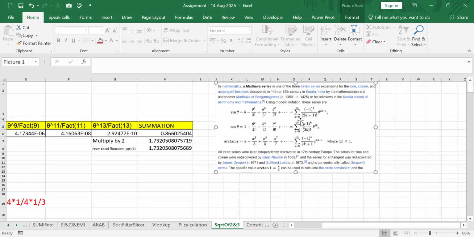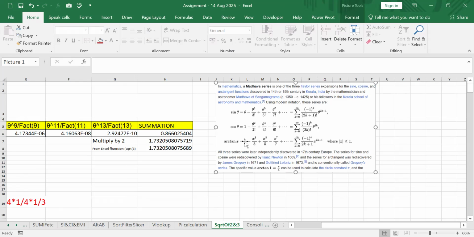So when k is equal to 0, minus 1 to the power of 0 is plus 1, and 2k is 2 into 0, that is 0, 1 factorial, so it is 1, theta to the power of 2k plus 1, 2k is 0, so theta. So this is the first one. This is the second one when k is equal to 1. This is when k is equal to 2, because every time it is 2k plus 1. You don't have to remember all those things.